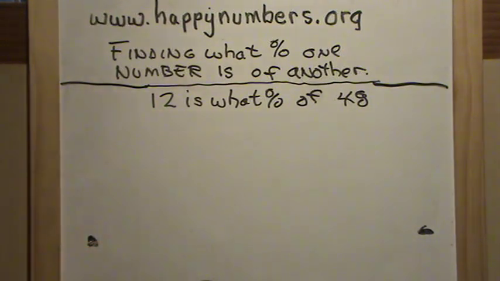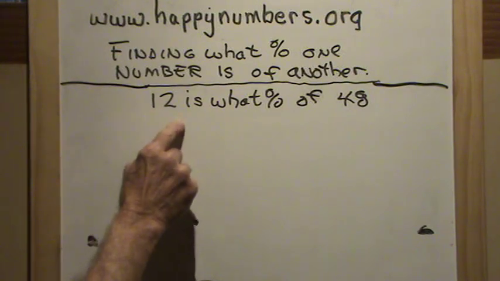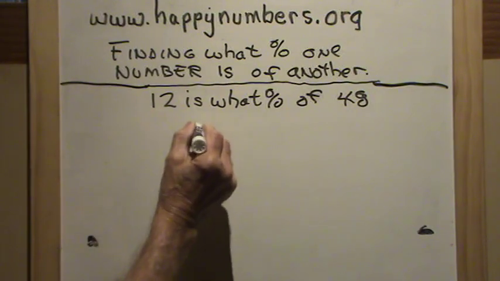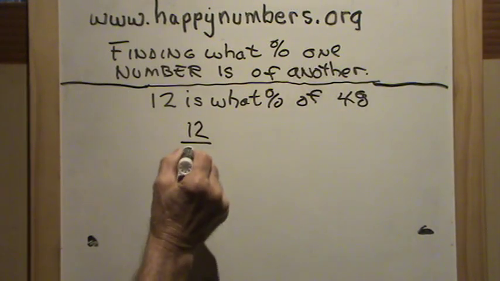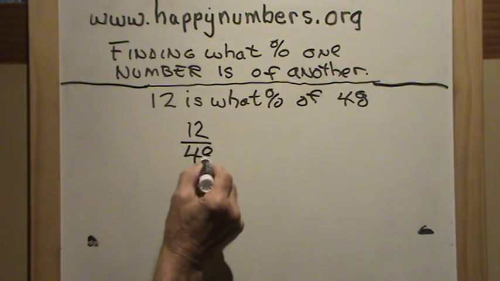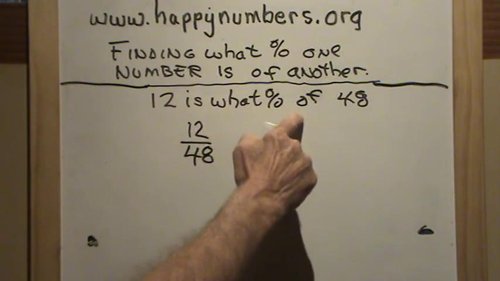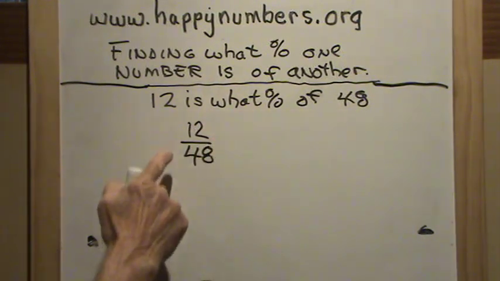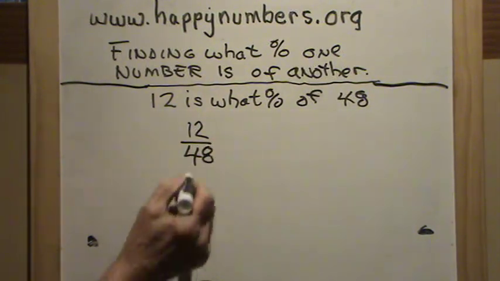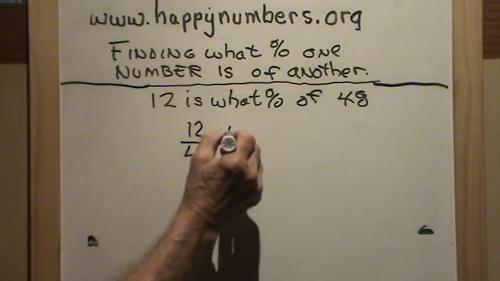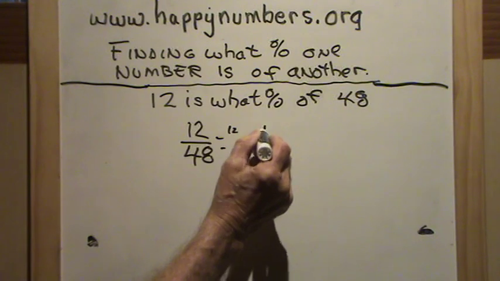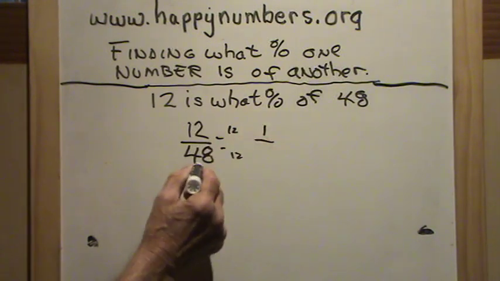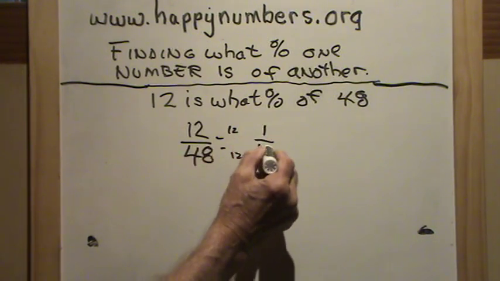You create a fraction. The part, which is the 12, becomes the numerator. And the number itself, the whole, is the denominator. So 12 is what percent of 48? Well, we reduce this fraction. We know we can divide both by 12. 12 goes into 12 one time. 12 goes into 48 four times.